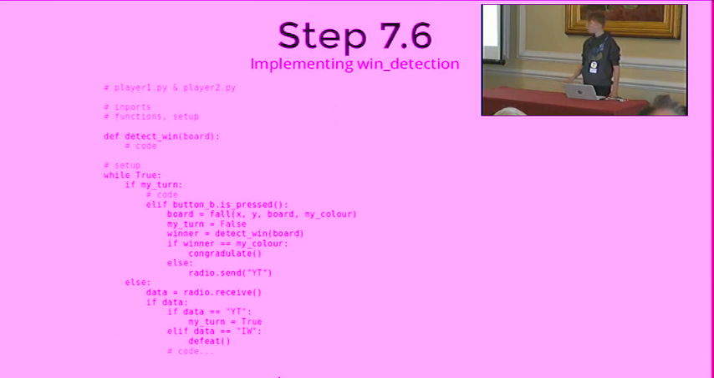So once you've dropped your counter to the bottom of the screen, we're just going to make the winner variable equal to whoever won. And if you won, we'll congratulate you. And if you didn't, we'll just send your turn signal like we did before. And then at the bottom of the code, you can see if you received that I won signal, you're on your defeat code. But we'll come to how that's sent in a minute.